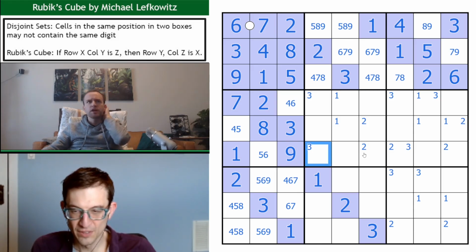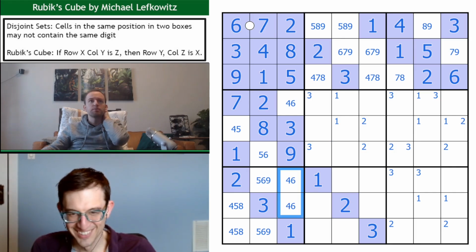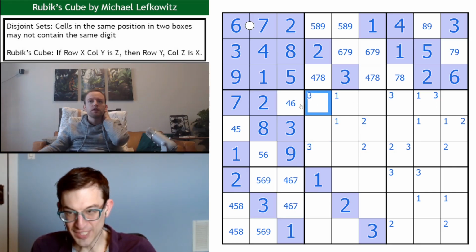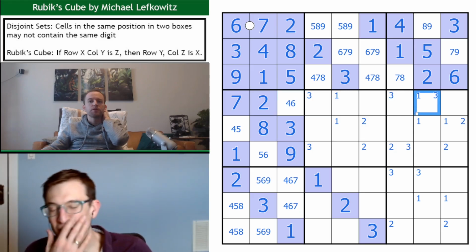Can you do the same thing? No, sorry, that's not right. Hold on, I think that's right. Let me think for a second. This three definitely puts a four here. We've got three threes in that row, though, not two threes. Oh, you're right.